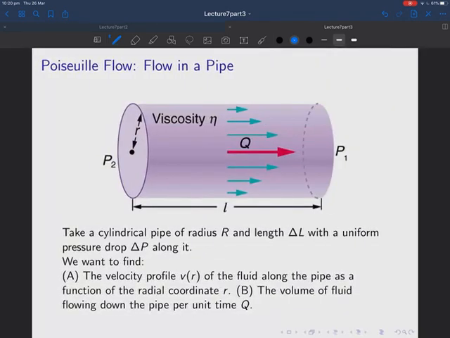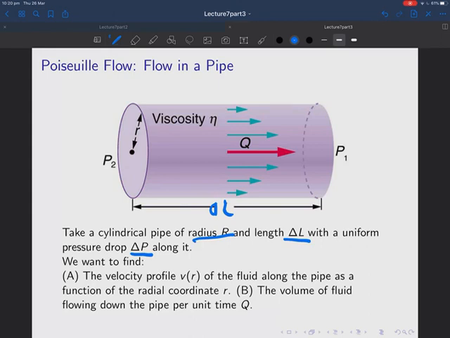All right, second problem is another very classical system, probably the second most simple system you can consider, but a very important one, which is Poiseuille flow. So flow in a pipe. We've got a pipe, radius r, length delta L, here it's L, but it can be delta L. Uniform pressure drop delta P along it.